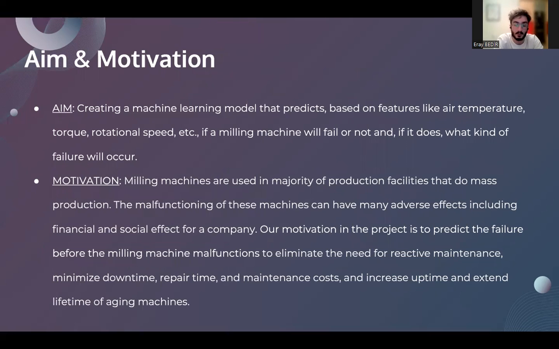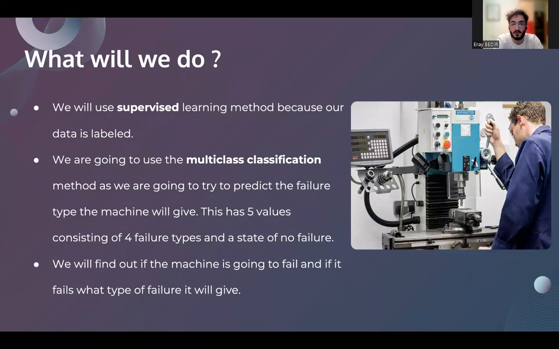Our aim here is to detect if a machine is going to fail or not, and if it fails, what type of failure it will give. Our motivation is to minimize downtime and save on maintenance cost, and also extend the life of aging machines. Next slide, please. We will use a supervised learning method because our data is labeled, and we are going to use multiclass classification as we are going to predict failure type. This has 5 values, 4 of them are failure types, and 1 for the most state of no failure.